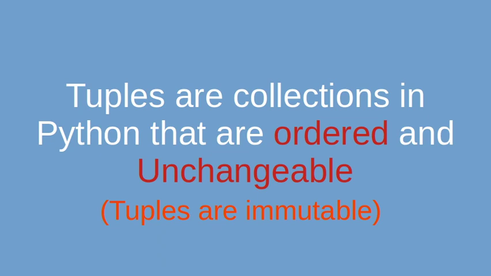Unchangeable means that once you create a tuple, you can't change it, you can't modify it. You can't append elements to a tuple once you create it. This concept in programming is known as immutability. So tuples are immutable. The takeaway from this section is that tuples are ordered data collections, they are unchangeable or immutable. So let's move on.